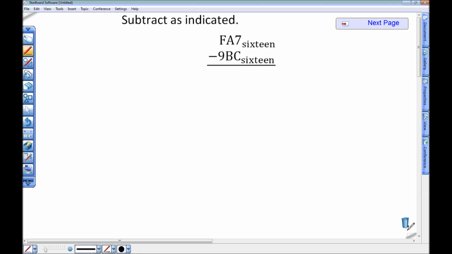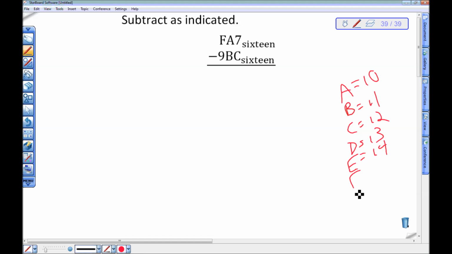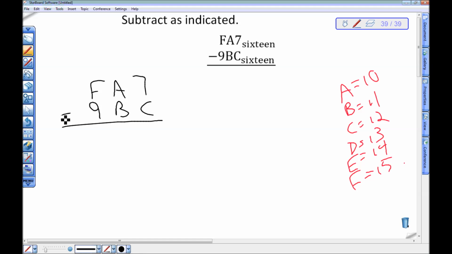One last example. Oh goodness, it's hexadecimal numbers. I better remember: A is 10, B is 11, C is 12, D is 13, E is 14, and F is 15. Okay, like I say, whenever you're doing something with hexadecimal, have those written down somewhere near you. So I want to take 7 minus C. I can see that I'm going to need to borrow there. In fact, let me just copy this down. I can see that I'm going to need to borrow to get C out of 7.